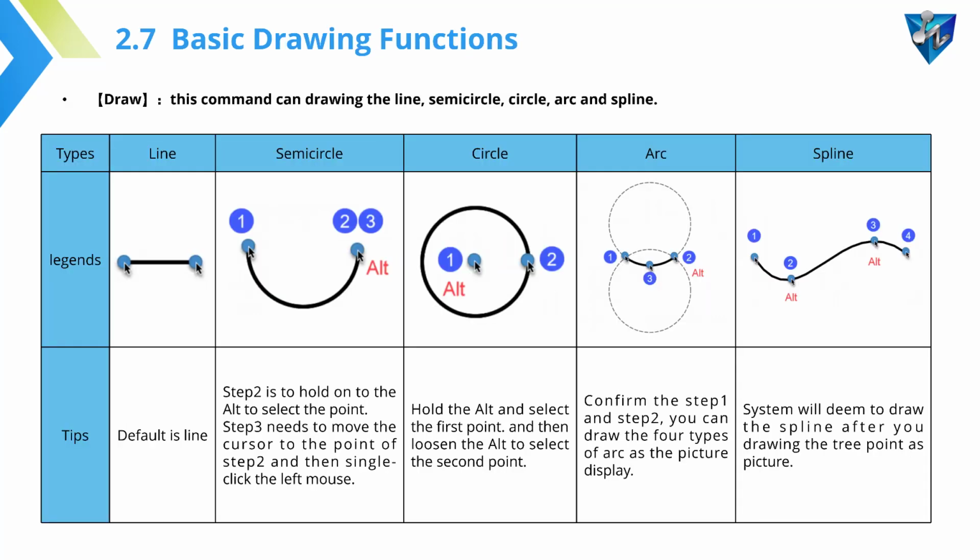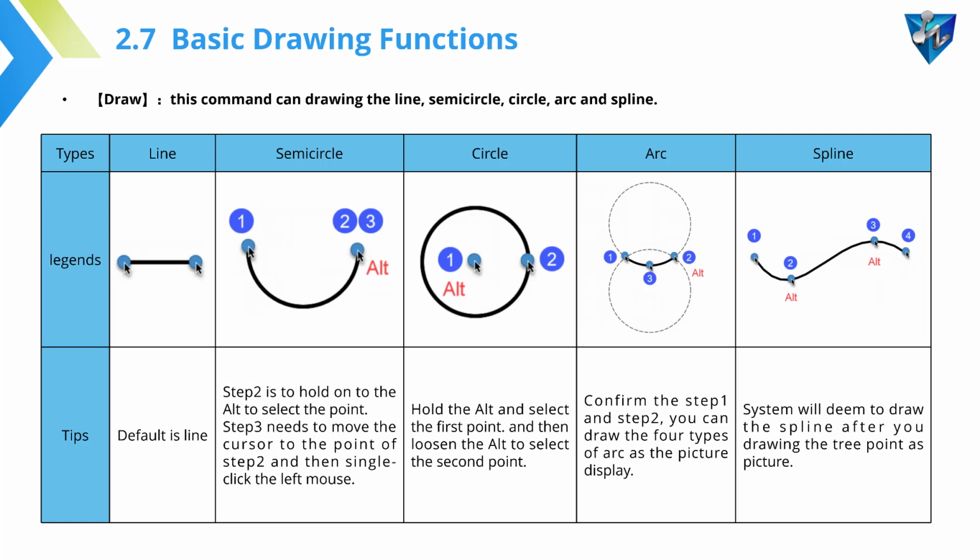Let's move to another function. This is the draw tool. This command can draw the line, semicircle, circle, arc, and spline. As you can see here, if you want to create a line, you just use the default setting. Right-click to select the first point, and then define the second point.